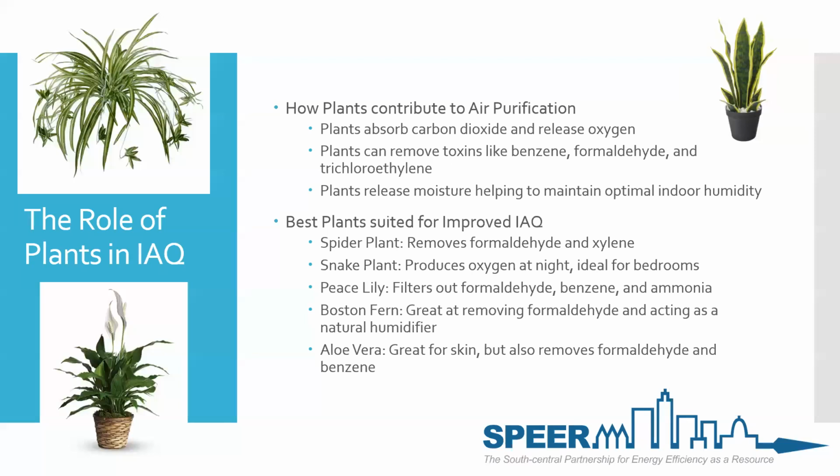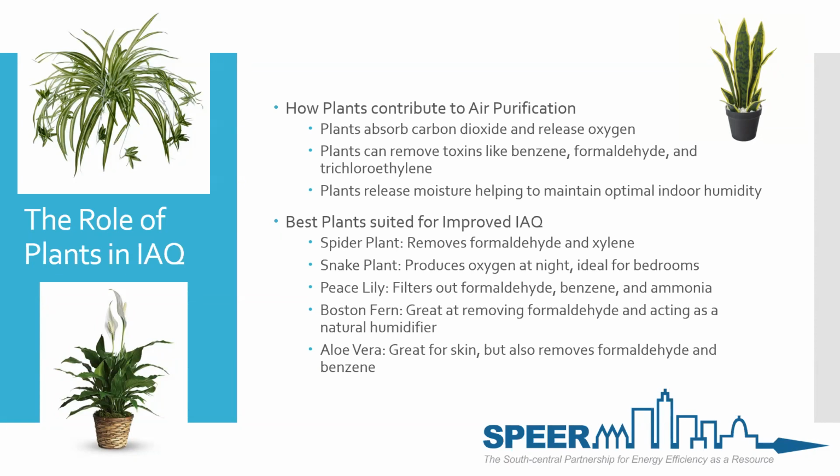But it's important to remember they're part of a larger ecosystem in our house. They have to have the air moving around them to be able to do some of this. So their air purifying abilities, though beneficial, work best when combined with other IAQ strategies and proper ventilation and filtration. So looking at this, we've got plants absorb carbon dioxide, they release oxygen. Plants can remove toxins like benzene, formaldehyde, and trichloroethylene.